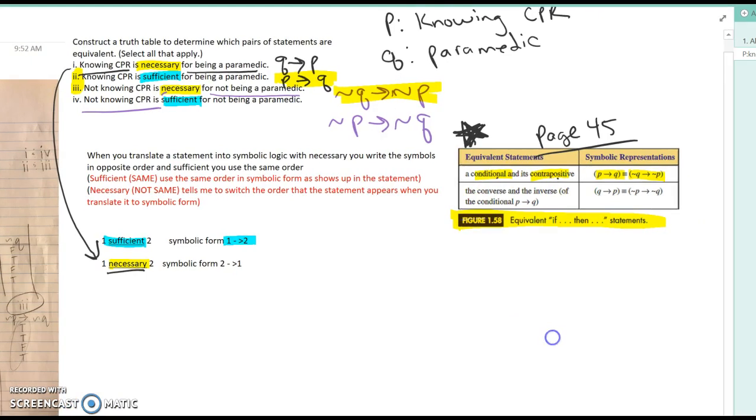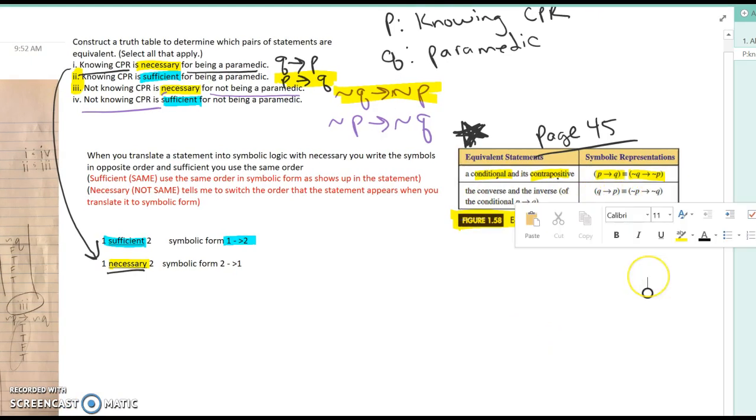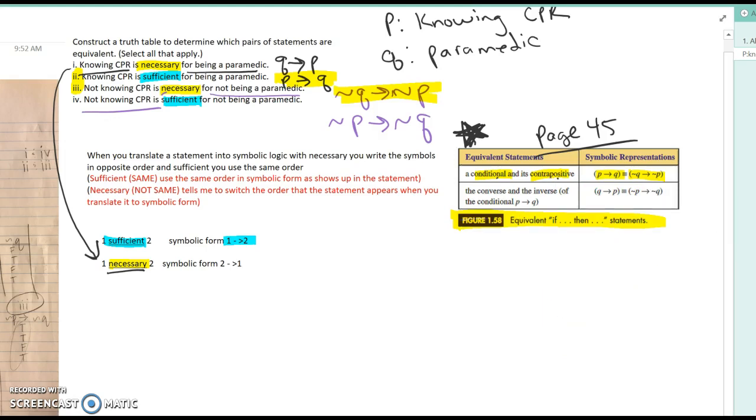So you can see Q implies P would be equivalent to not P implying not Q. So 1 and 4 are equivalent.